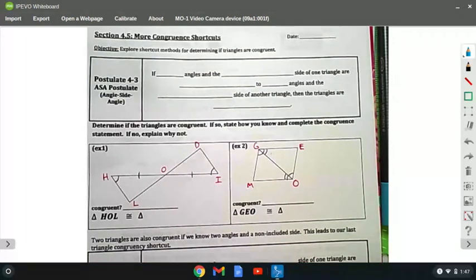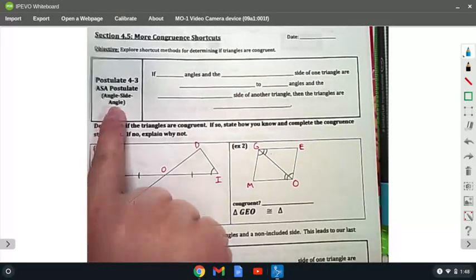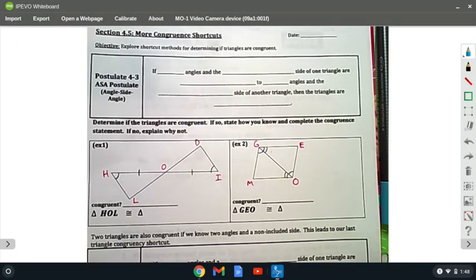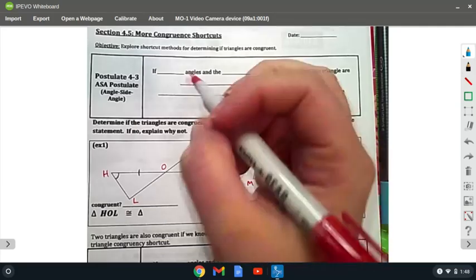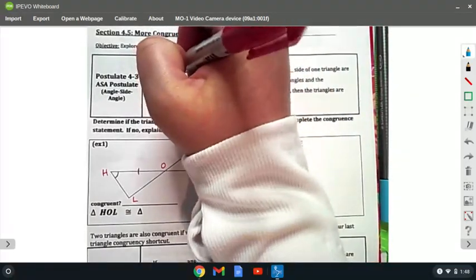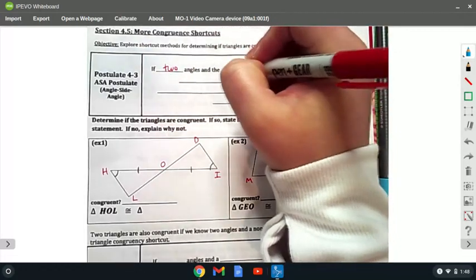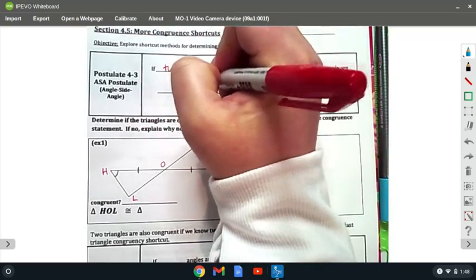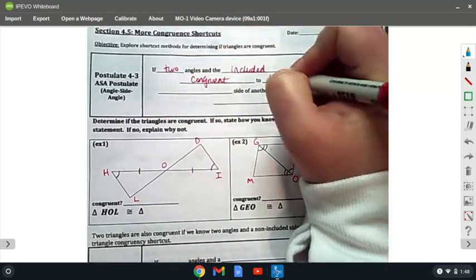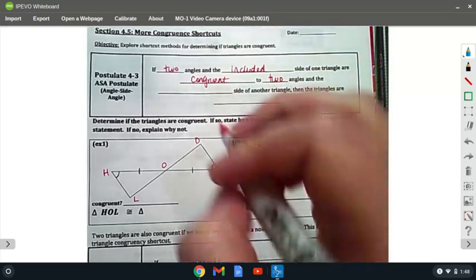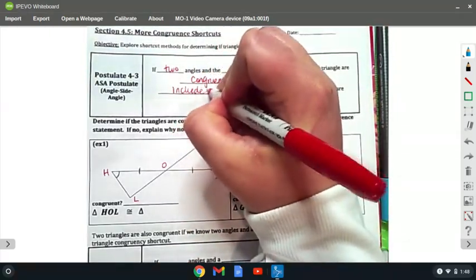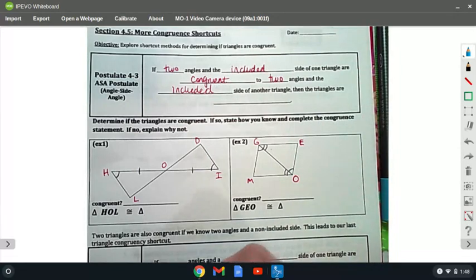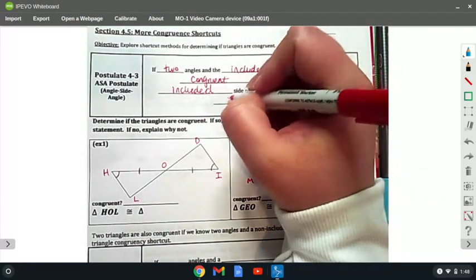So last class we talked about SAS, side, angle, side, and side, side, side, SSS. Today we're going to talk about angle, side, angle, ASA, and angle, angle, side, AAS. So the first one here is angle, side, angle, which is if two angles and the included side of one triangle are congruent to two angles and the included side of another triangle, then the triangles are congruent.